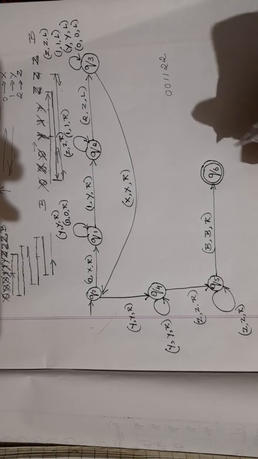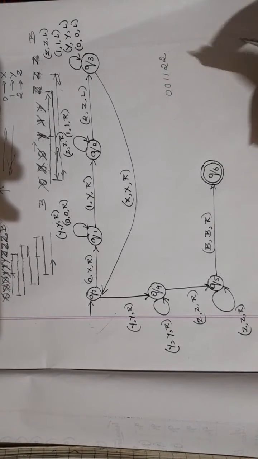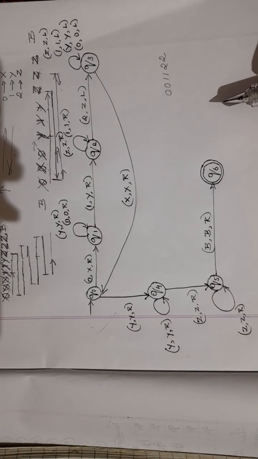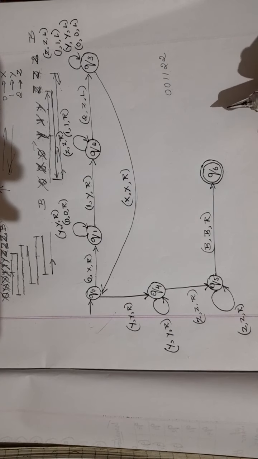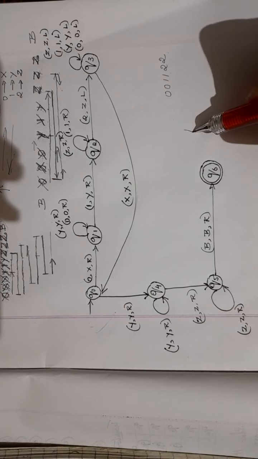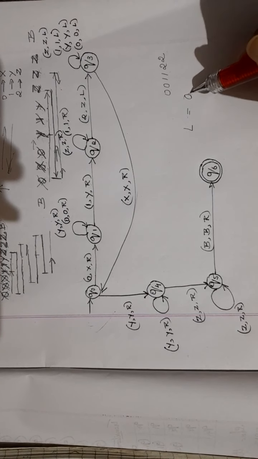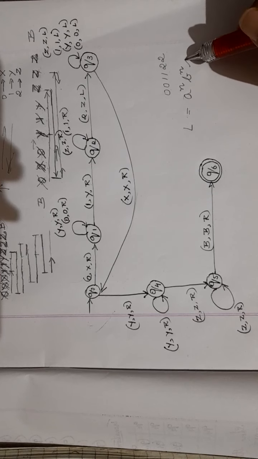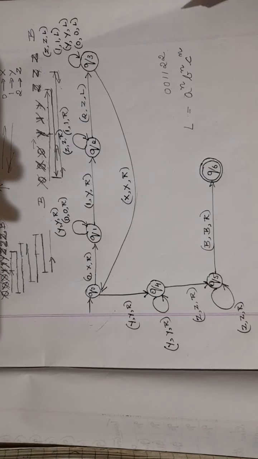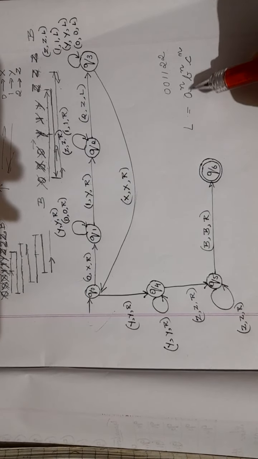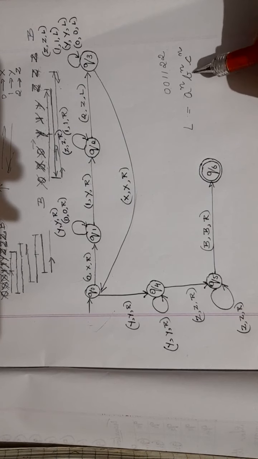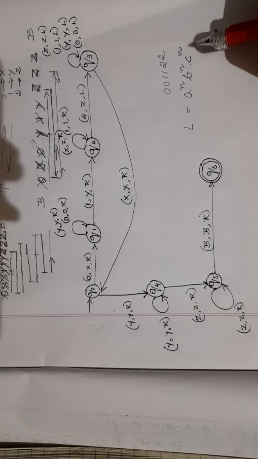So I'll give 2 examples. The problem here is 0 to the power of n, 1 to the power of n, and 2 to the power of n. The same thing can also be asked as language L equal to a to the power of n, b to the power of n, c to the power of n. The only thing is the input is different. There you had 0, 1, 2. Here you have a, b, c.